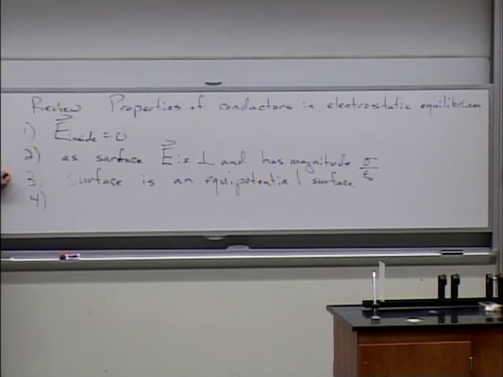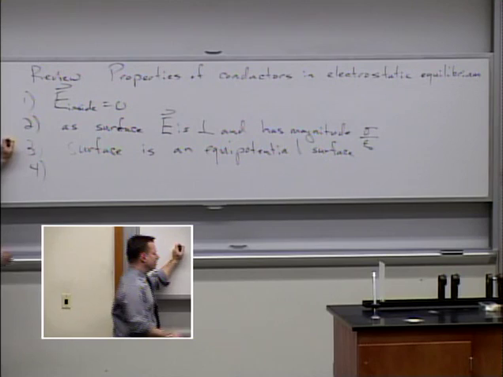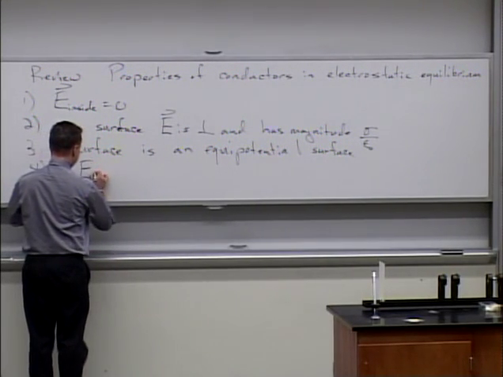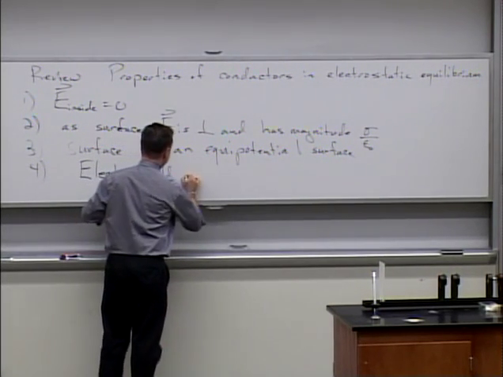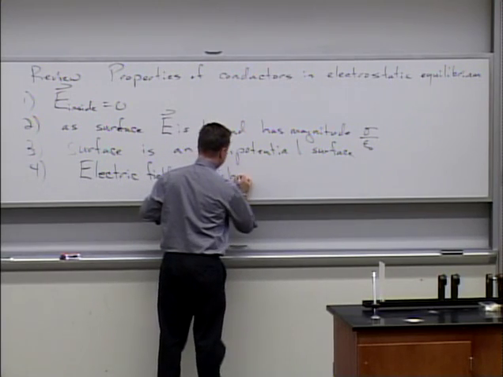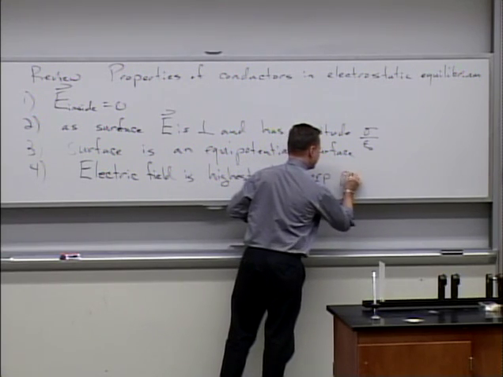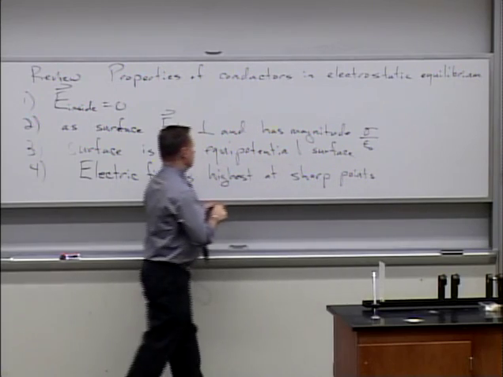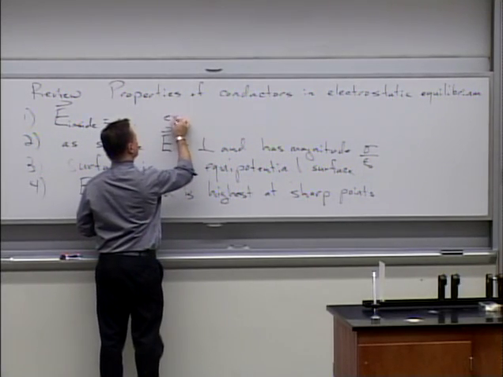And 4, this is a kind of a cool property. Do you recall Professor Roble talking about the electric fields at sharp points? The electric field is highest at sharp points. And I should say one more thing. Excess charge resides on the surface.